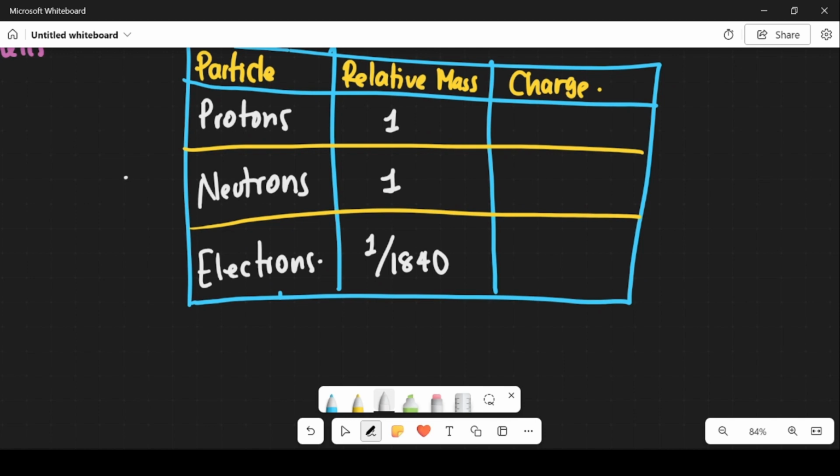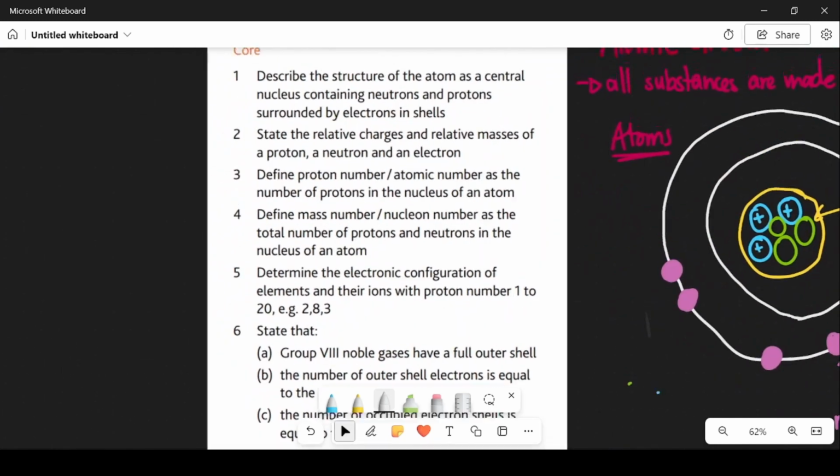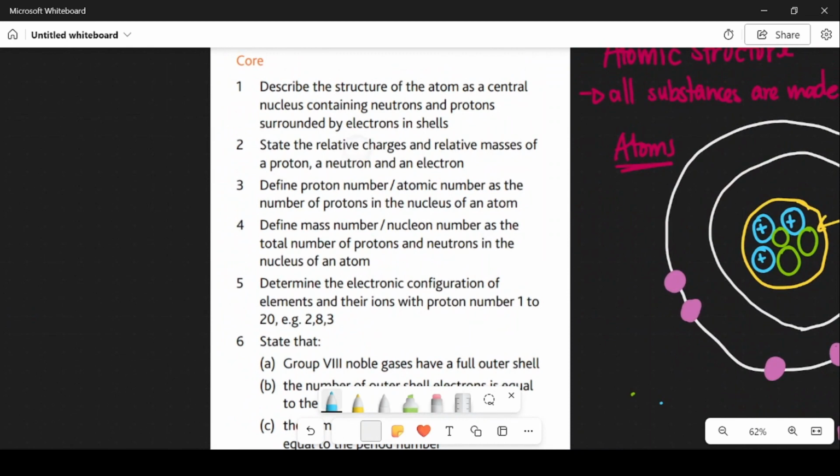And we know protons have a positive charge of +1, neutrons are not charged, and last but not least, electrons are negatively charged. So you just need to revise and remember this table. There's not a lot to remember really, so it's going to be pretty simple. That is the first and second syllabus points done.